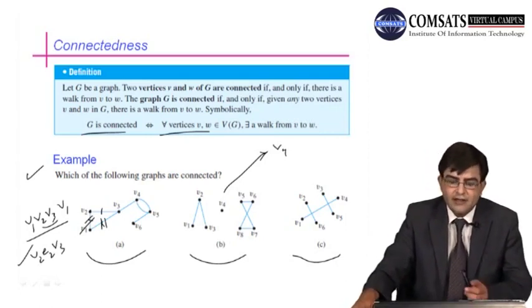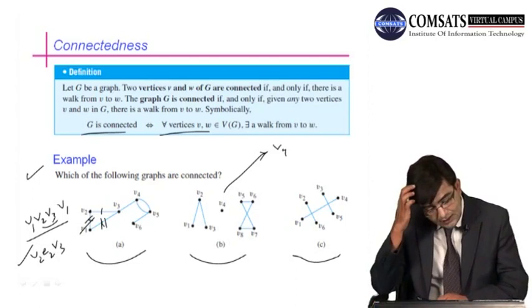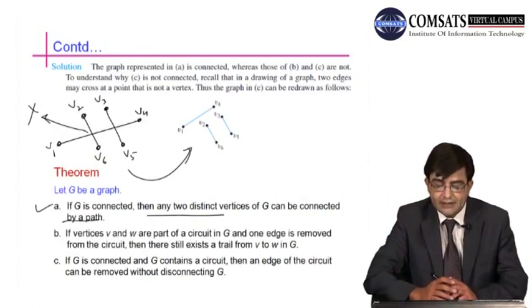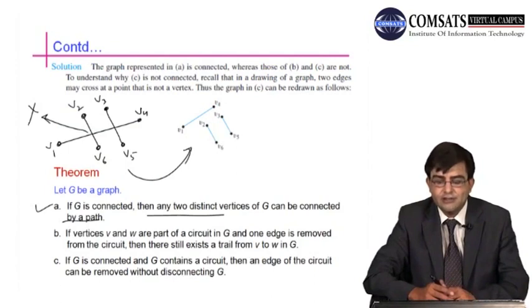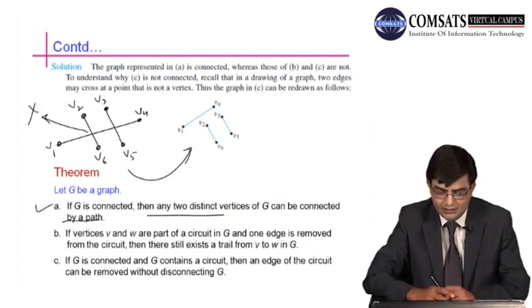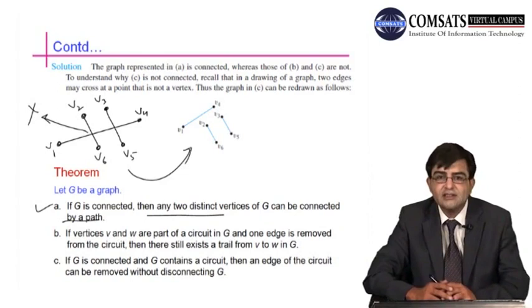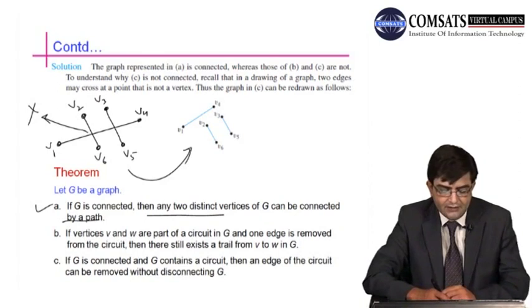So we can define a trial: if V and W are part of a circuit in G and one edge is removed from that circuit, because it's a closed walk, then there still exists a trial from V to W in that graph G. It's also obvious, but you can see the proof of this theorem in the book. The C part is: if G is connected and G contains a circuit, then an edge of a circuit can be removed without disconnecting G.